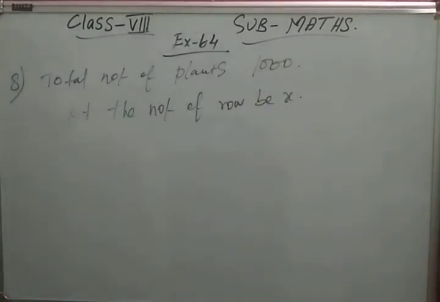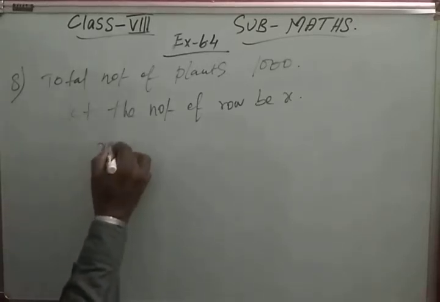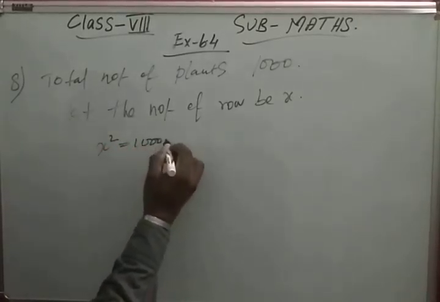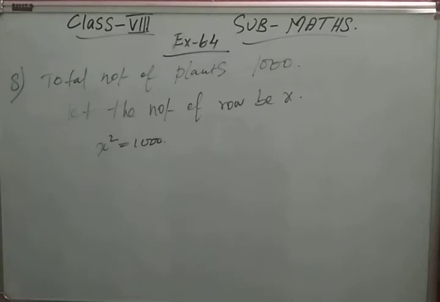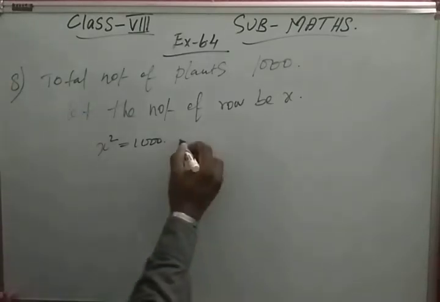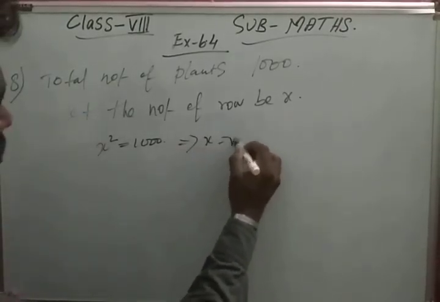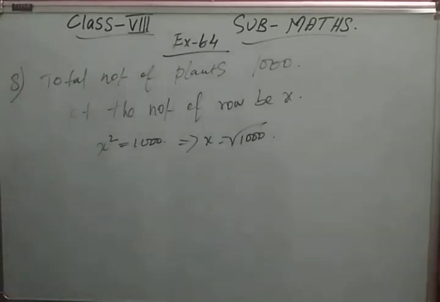Okay. So with this, if you want to find out the value, what we will do? Rows and columns are equal, so we can take x squared is equal to 1,000. If you want to find out only the x value, we will take root of 1,000.